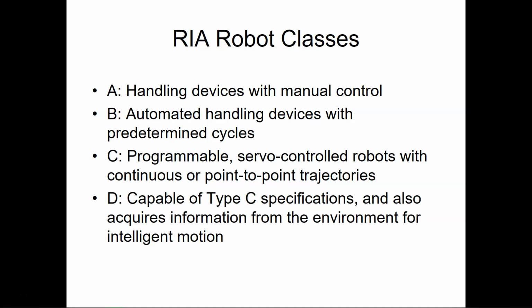Class C, you have programmable servo-controlled robots, which we'll talk about what servo is, with continuous or point-to-point trajectories. We'll get into all 3 of those definitions in a bit. And then you have Class D, which also acquires information from the environment for intelligent motion.